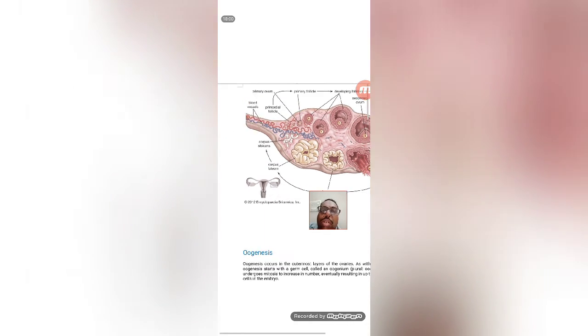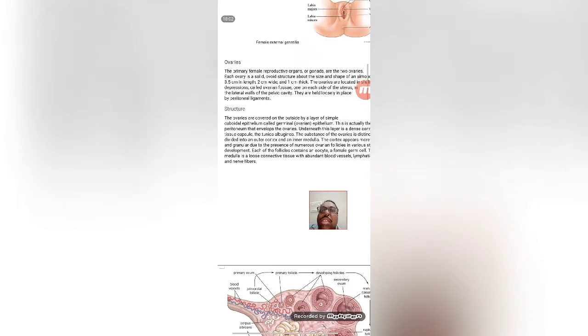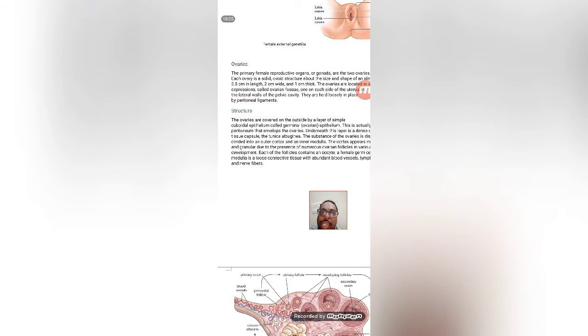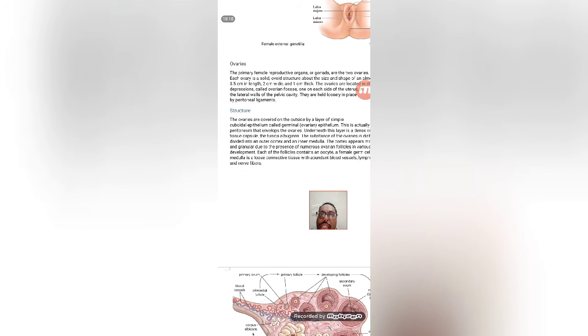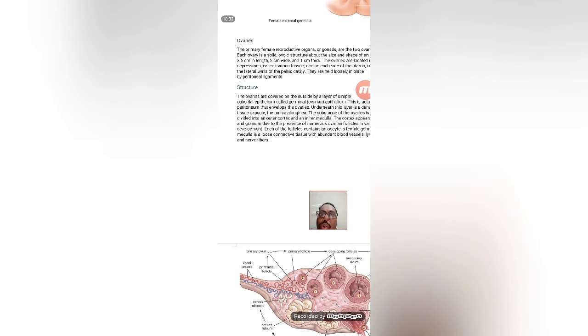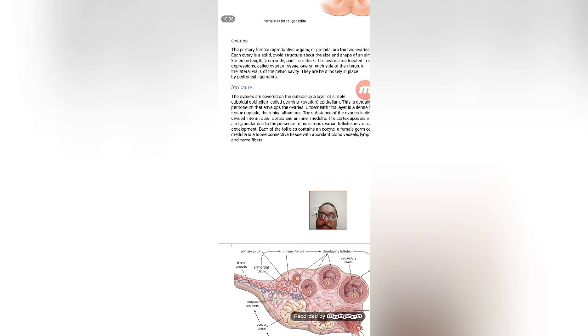And if you think about the size of the ovaries, it is almost 3.5 centimeters in length, 2 centimeters in width, and 1 centimeter in thickness, and they are joined from both sides by the ovarian ligaments. These ovaries are present inside a depression known as the ovarian fossa. These are extras you can add when writing. And which type of tissue forms this ovary? They are cuboidal epithelial tissues.